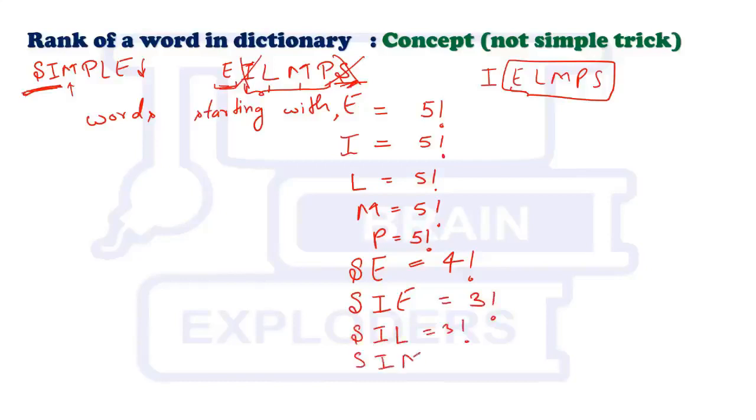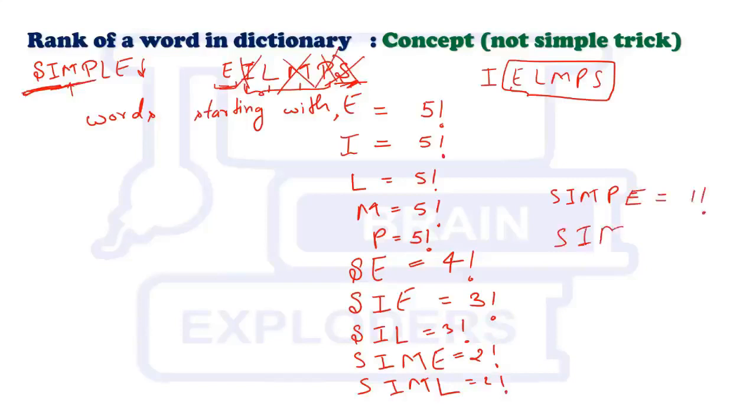Wait, M is now in the position, so let's remove it. How many words start with SIME? They are 2 factorial. How many words start with SIML? They are 2 factorial. Then how many words start with SIMP? P, we have reached the position, so eliminate it. How many words start with SIMPE? They are now 1 factorial. And after this, how many words start with SIMPL?